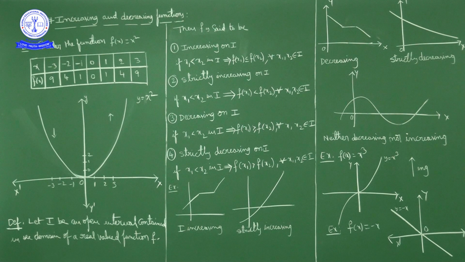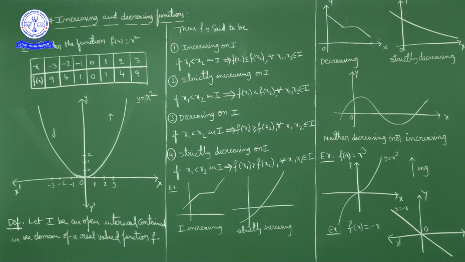The simple condition is: if you consider two elements x1 less than x2 in I, if f of x1 is less than f of x2 or f of x1 is less than or equal to f of x2, it is an increasing function. Decreasing means x1 less than x2 in I but f of x1 greater than or equal to f of x2 for every x1, x2 belongs to I, then it is a decreasing function. If x1 less than x2 implies f of x1 greater than f of x2, it is strictly decreasing.